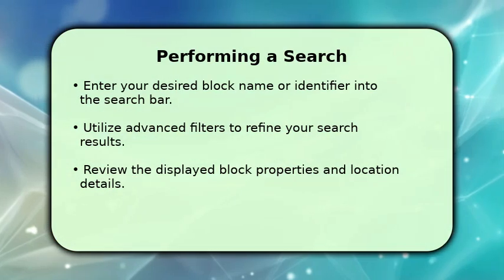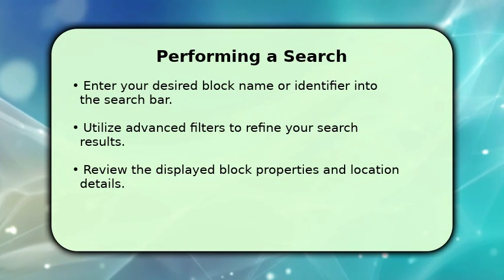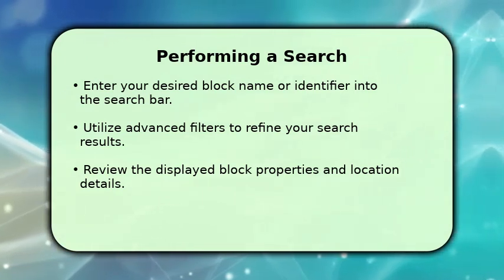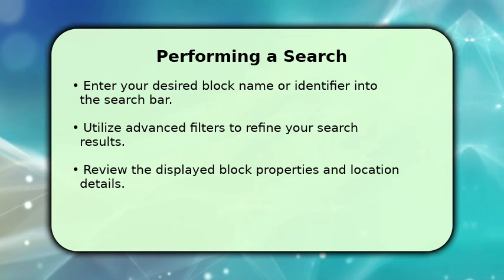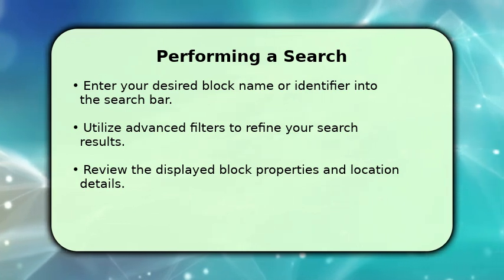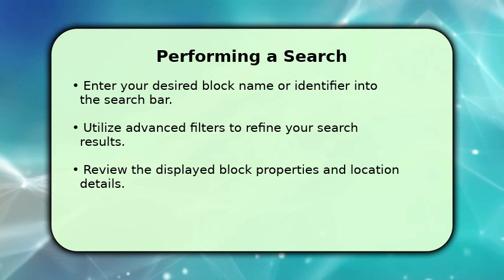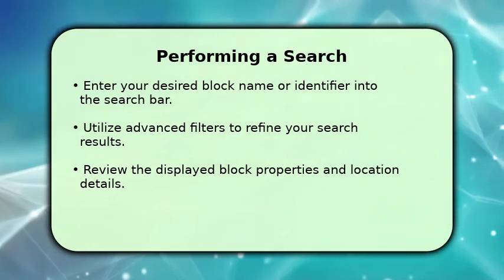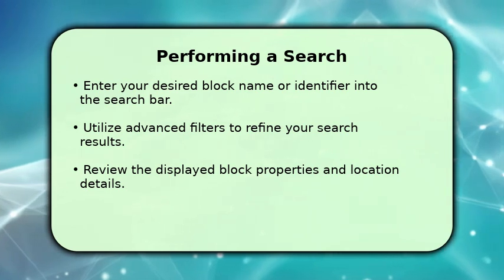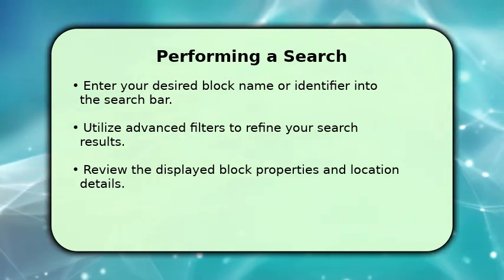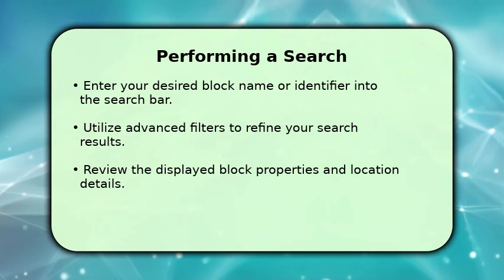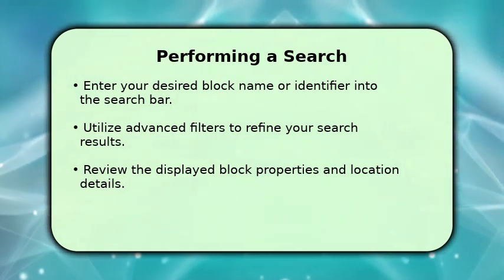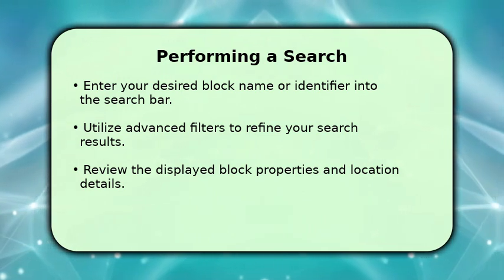Now, let's perform a search. Simply type the name or unique identifier of the block you are looking for into the main search bar. For more precise results, explore the Advanced Filters section. You can filter by attributes like size, type, or creation date, narrowing down hundreds of potential matches to just a few. Once the results appear, click on any entry to view its detailed properties, including its exact location within your system. This makes finding what you need incredibly straightforward.